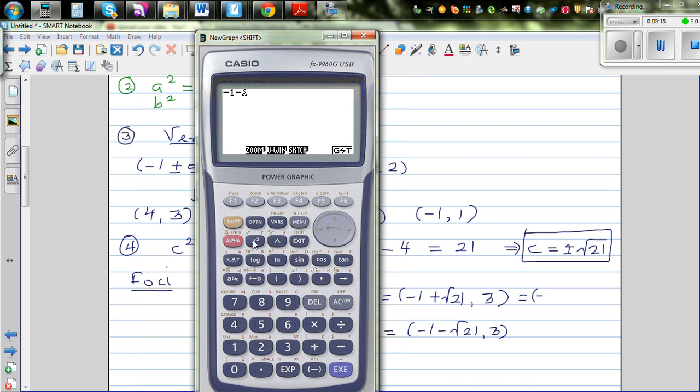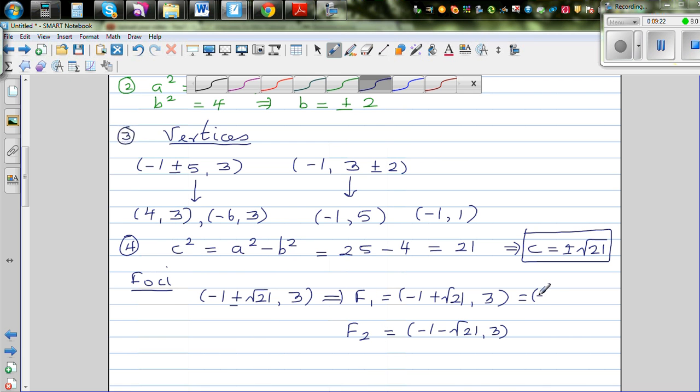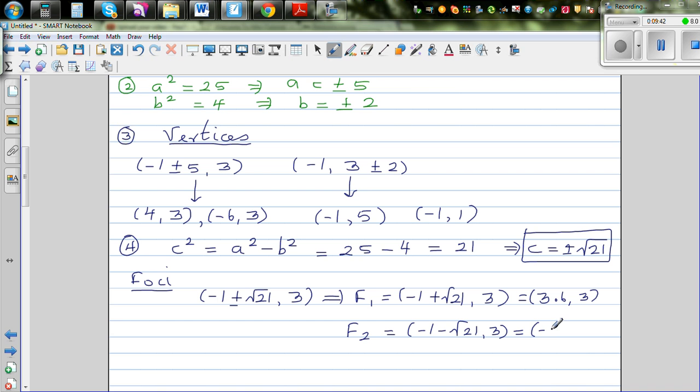...which would give me -5.6. Let me write this properly. This would be 3.6 comma 3, and this would be minus 5.6 comma 3. Okay, so these are the 2 foci.